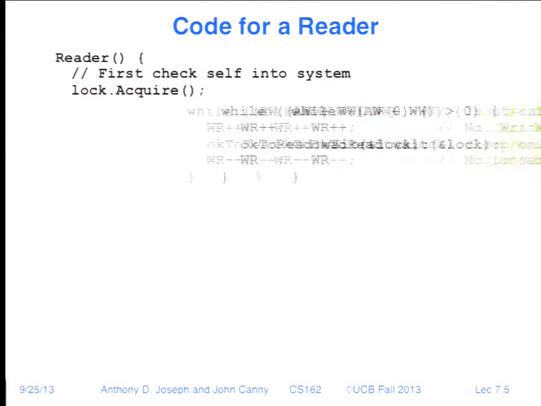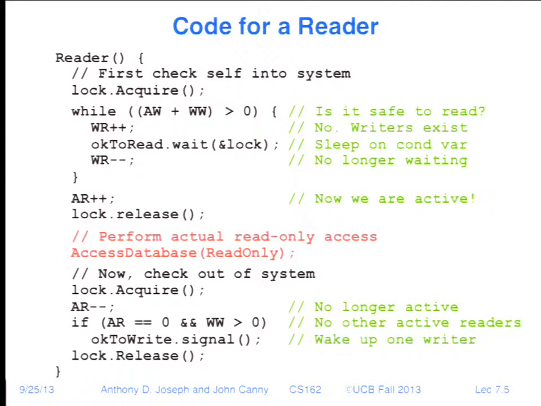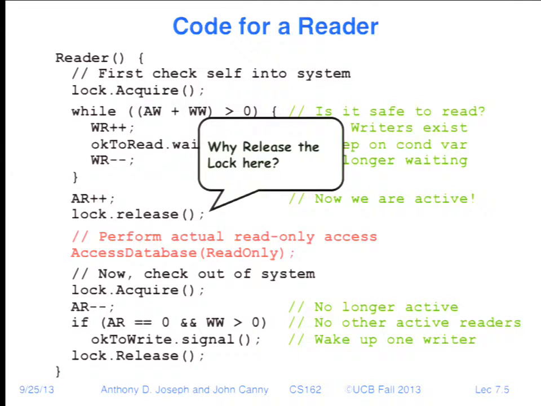Here's the reader code again. We saw this last time. At a high level, we're using the locks to manage access to these state variables. But we're actually releasing the lock before we access the database, then reacquiring it afterwards, changing some of the state variables, and then releasing again. Why do we do that? Someone quickly remind us why we did it that way.